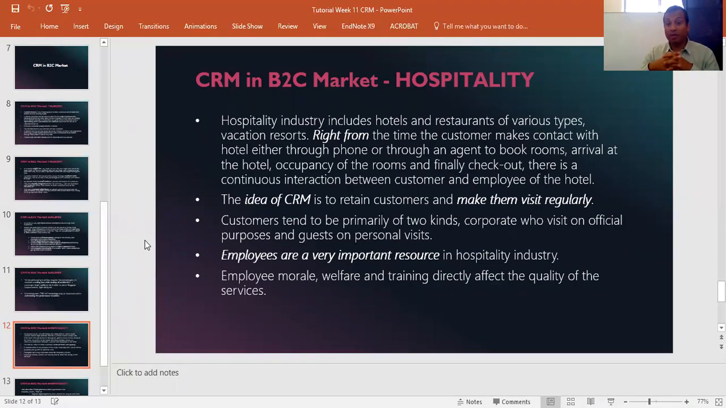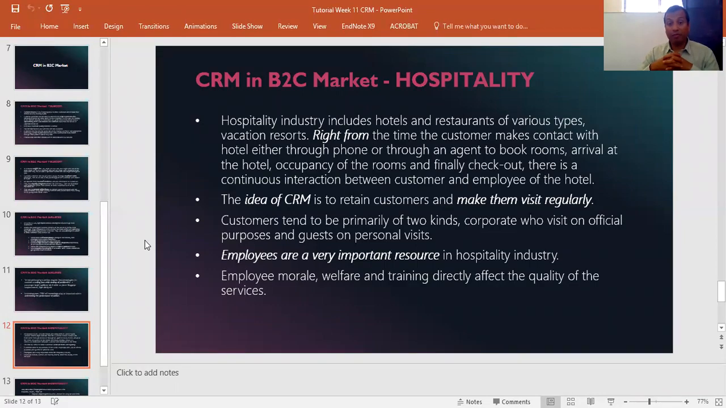Employees are a very important resource in the hospitality industry. That's why we have the extended 7 P's, right? Where we talk about physical evidence, people, and process. Keeping in mind, the process is very important. The employee is a very important resource, and the physical evidence, the ambience, is very important in the hotel industry, or even in the resort, or maybe the restaurant, everywhere. The physical ambience, looks and feel are very, very important factors to retain the customer.